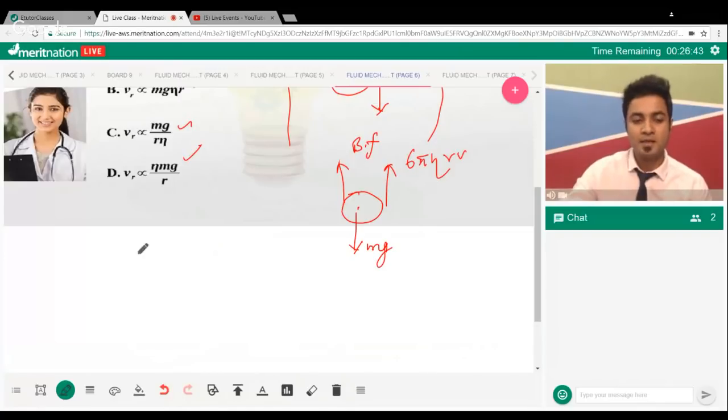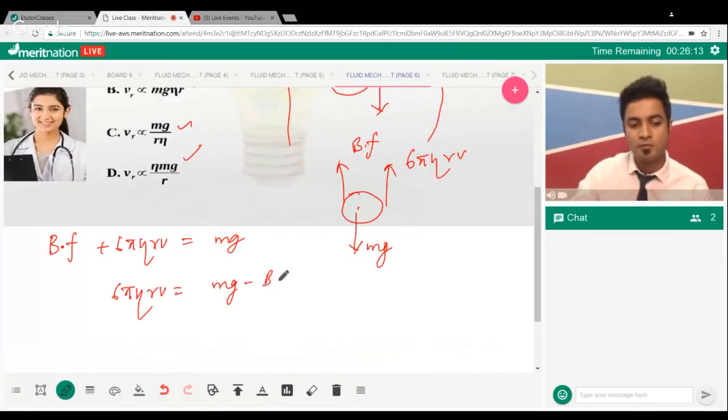So how do we calculate the terminal velocity? Terminal velocity is achieved when the upward and downward forces balance each other out, or you can say the net force on the body has to be zero. So we can write that the buoyant force plus 6 pi eta r v is equal to mg, and 6 pi eta r v is equal to mg minus the buoyant force.